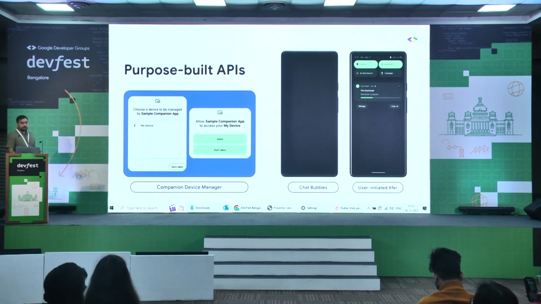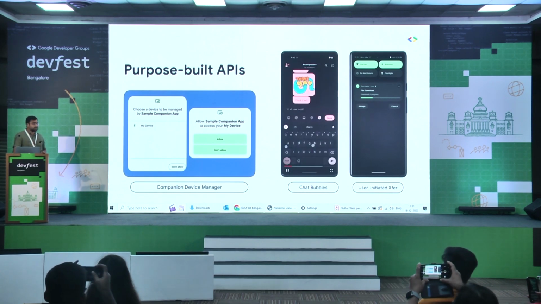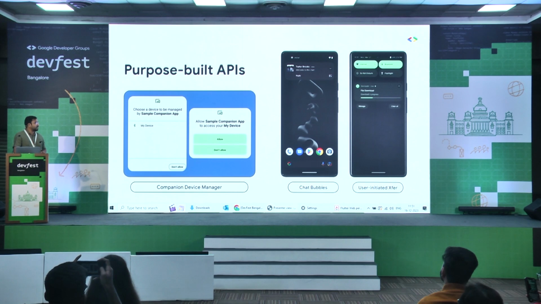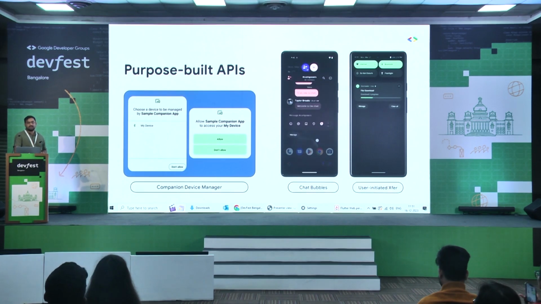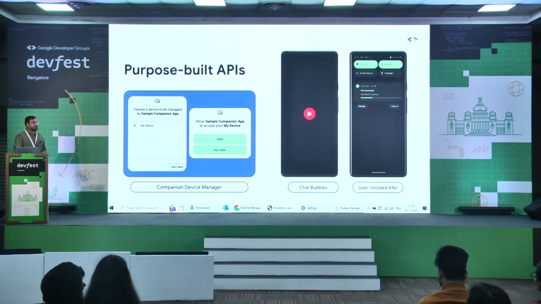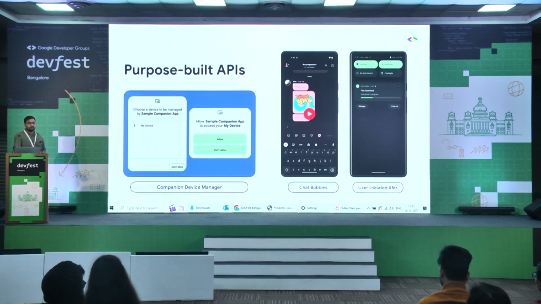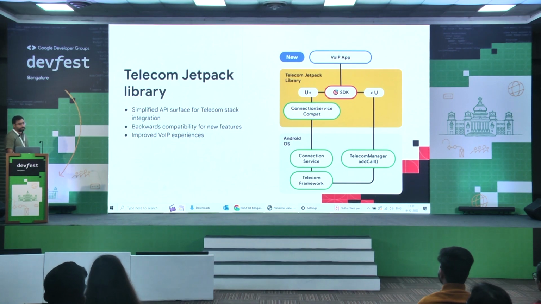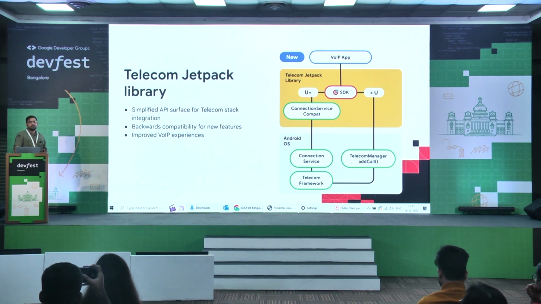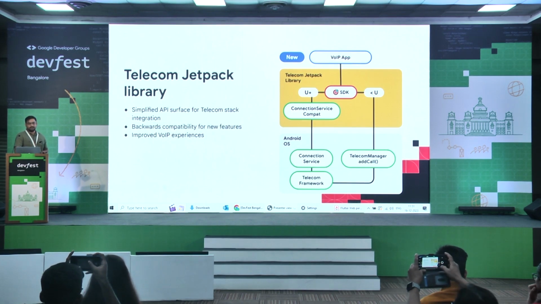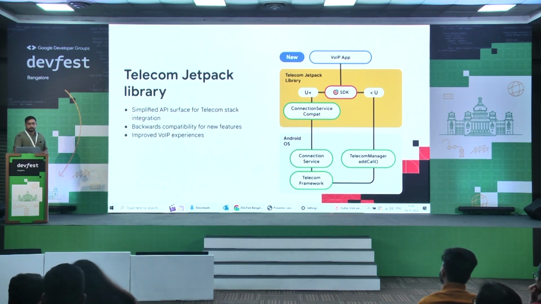Okay. We are also adding purpose-built APIs such as Companion Device Manager, Picture-in-Picture, a new user-initiated data transfer job, digital car keys, the ability to start Bluetooth scanning with a pending intent, and we are doing more. Okay. We have a new Telecom Jetpack library which supports call-related background work, simplifies telecom stack background tasks, and brings backward compatibility also.